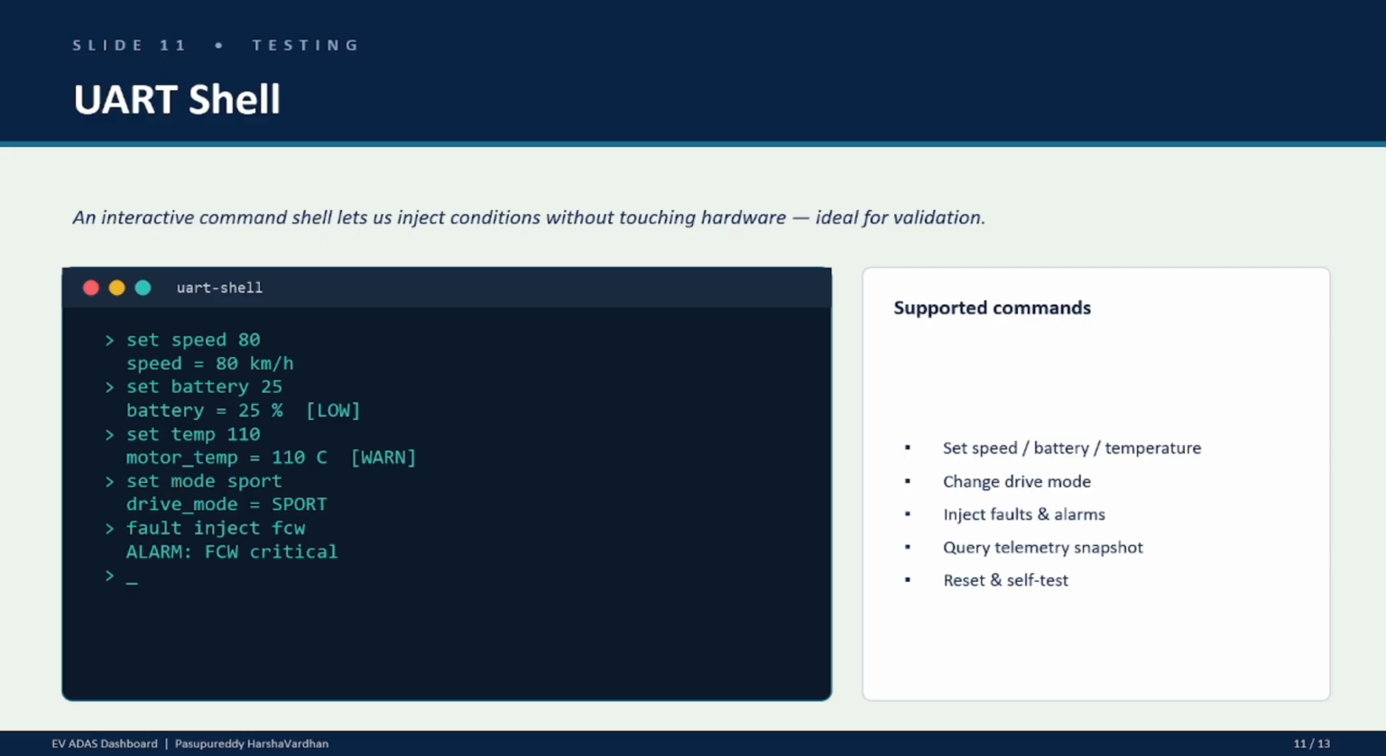The UART shell allows us to test the system by entering commands such as changing speed, battery level, temperature, driving mode, and fault conditions. This helps validate the system without changing hardware inputs.